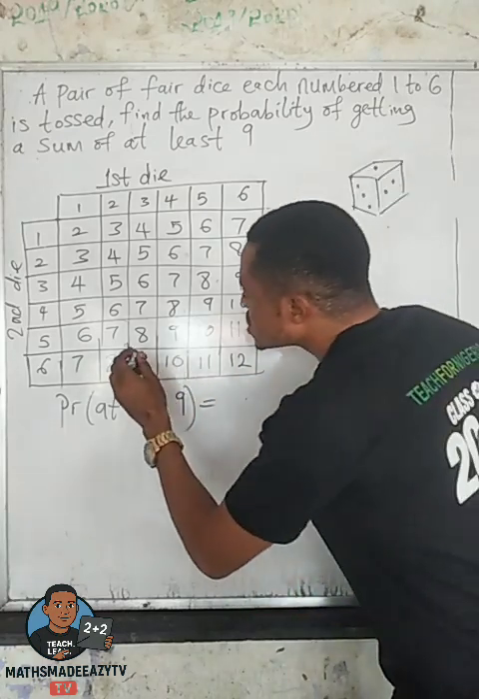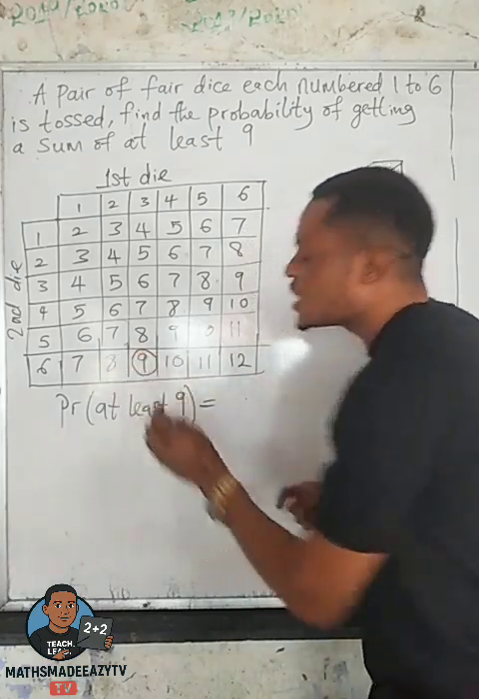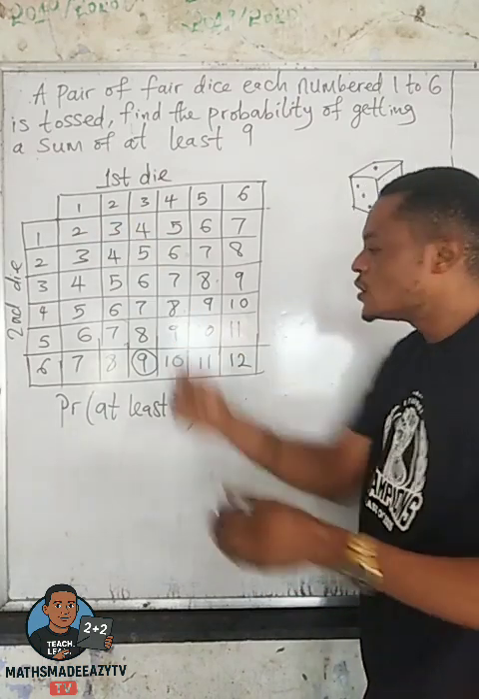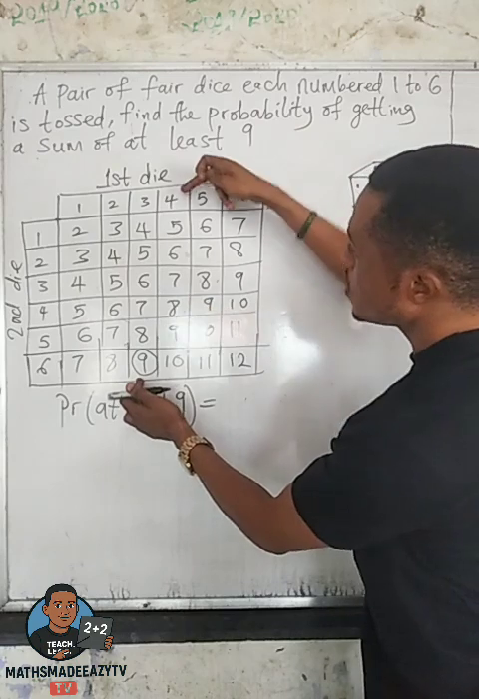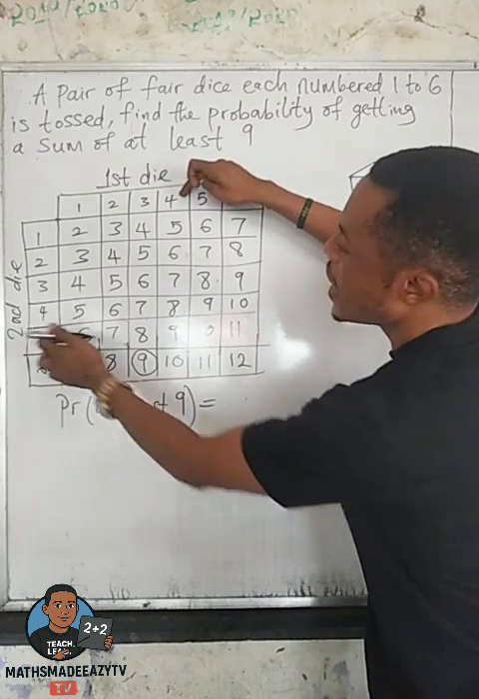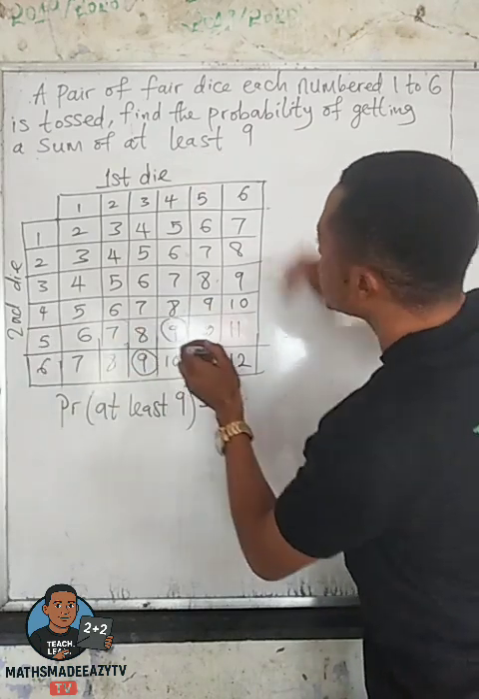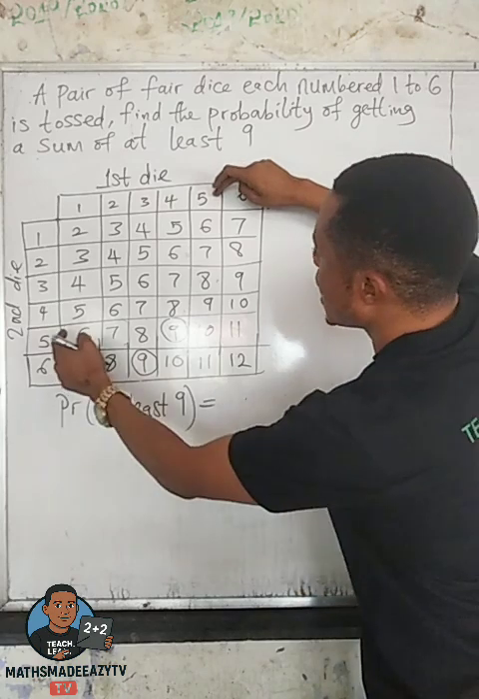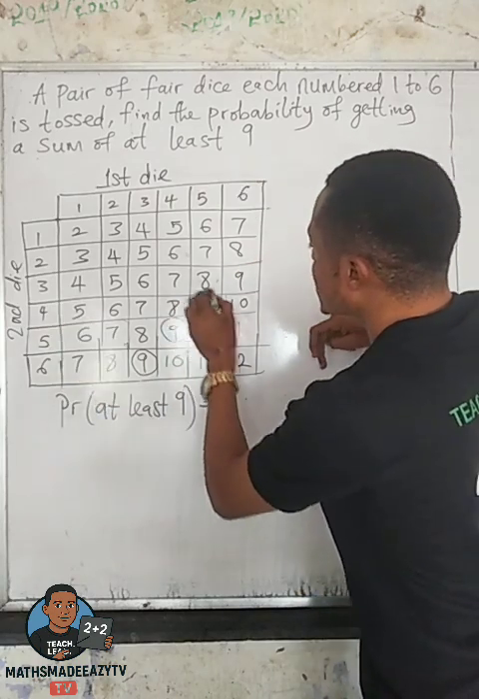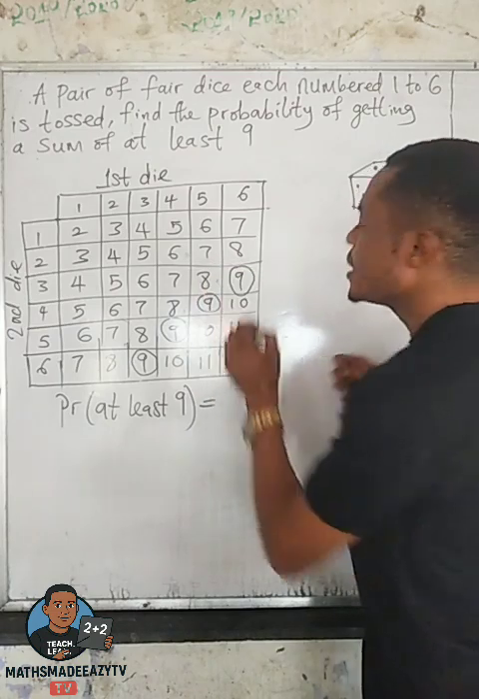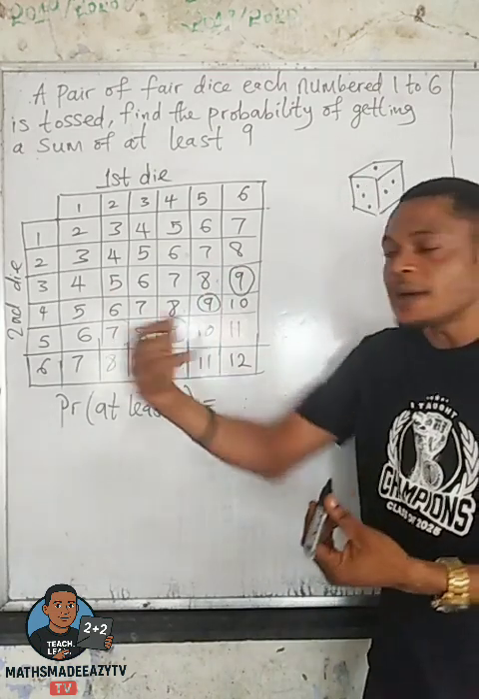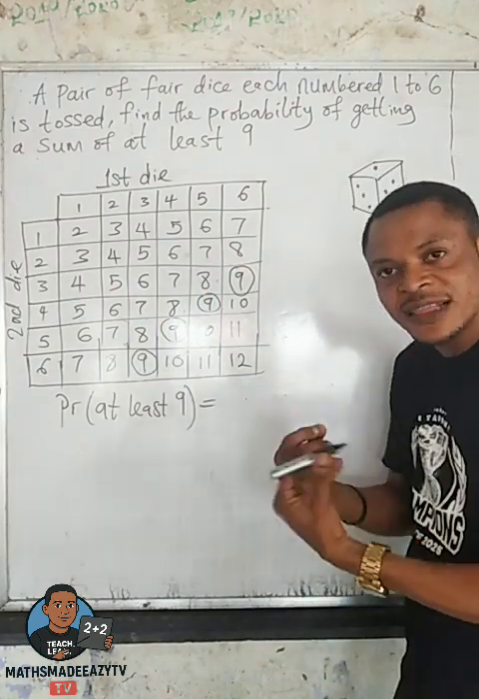So we are going to circle out all the values that are 9 and above. It means we can draw 3 and 6, which gives us 9. We can draw 4 and 5, which gives us 9. We can draw 5 and 4, which gives us 9. 6 and 3 will give us 9. That's just the minimum. You can go beyond that because the question was at least 9.